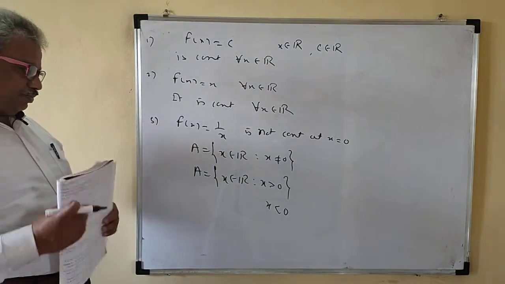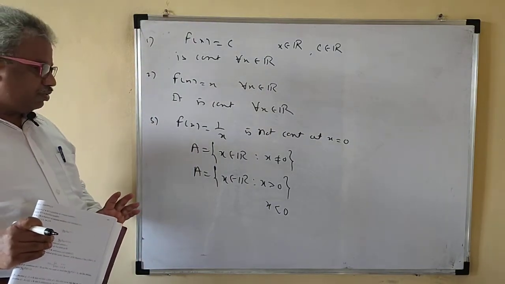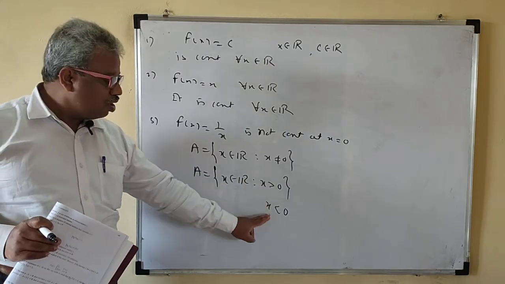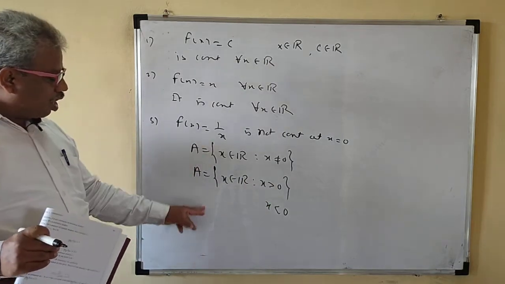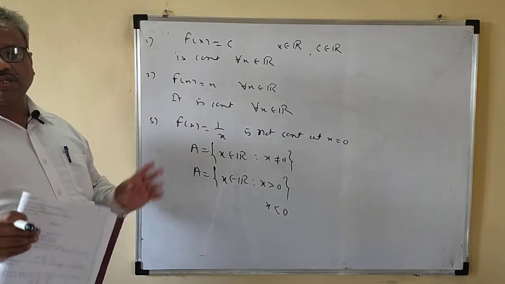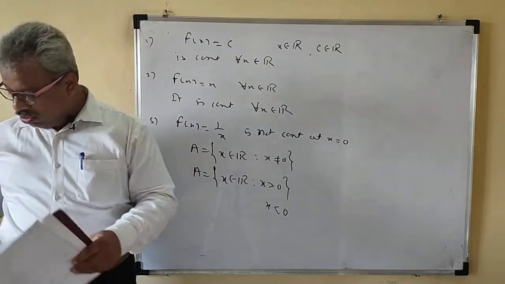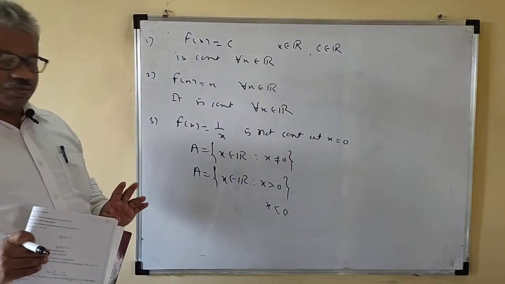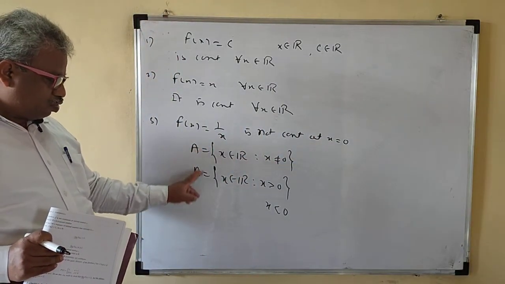No problem for this one. The function will be continuous. If x is greater than 0, or x is less than 0, then in all this domain your function will be continuous. But in general, f of x equals 1 upon x is not continuous at x equal to 0.